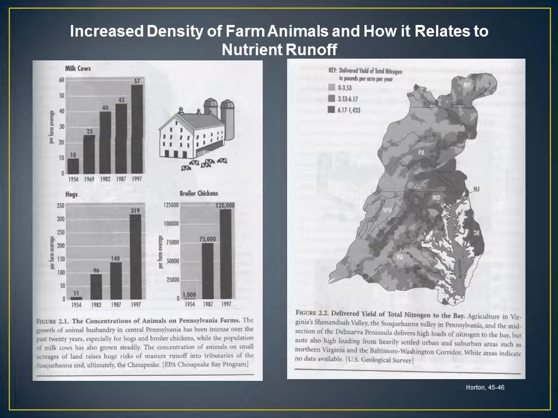Figure 2.1 shows how the number of animals per farm has increased over time. In Figure 2.2, the largest amounts of nitrogen entering the bay can be seen coming from areas rich in agriculture and from urban areas. Cows, hogs, and poultry are currently in densities 5 to 100 times greater than in the 1950s, producing much more manure in the same amount of space.